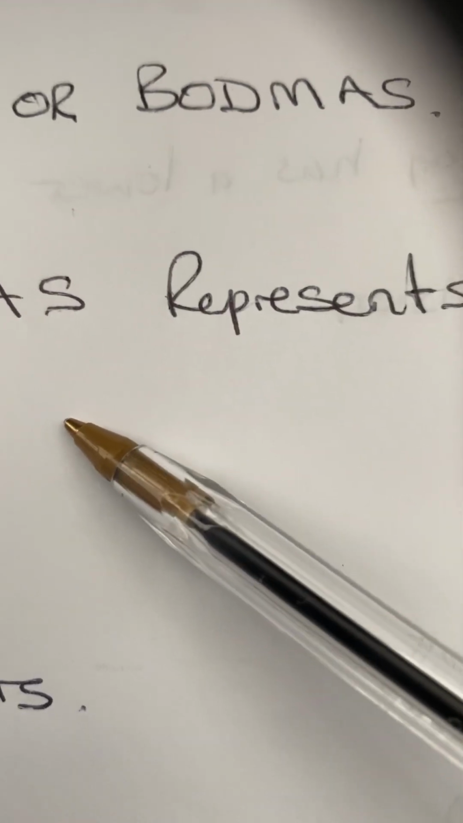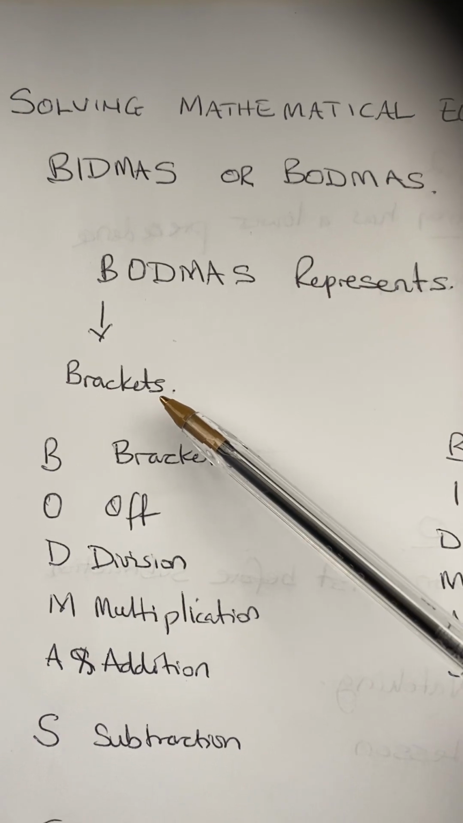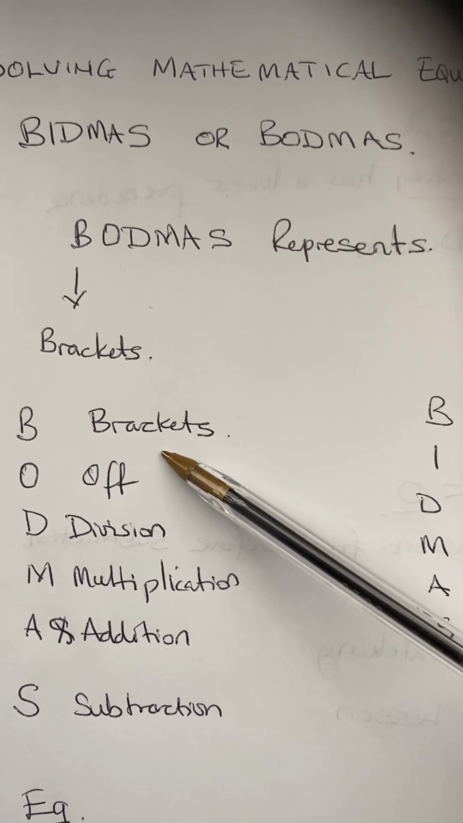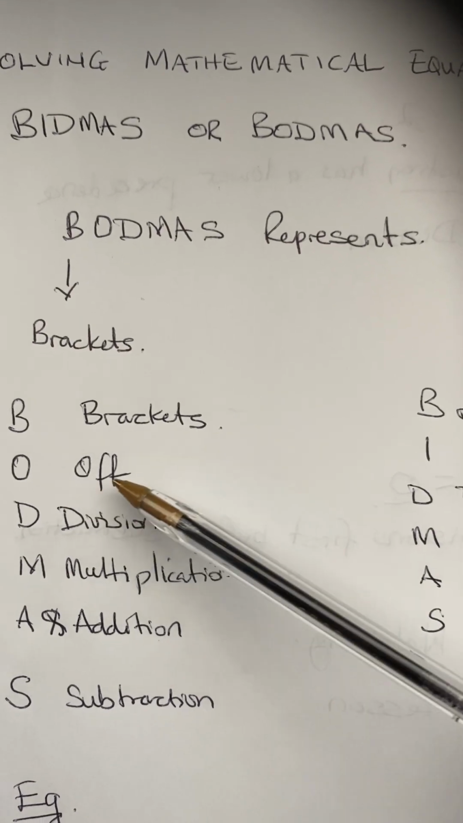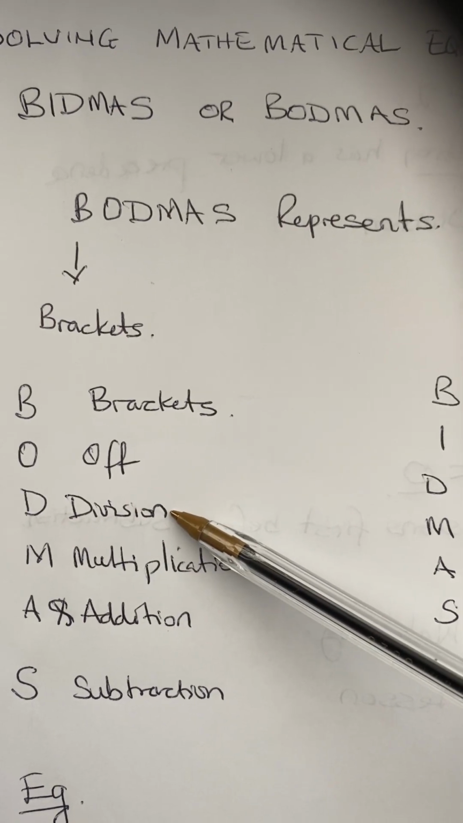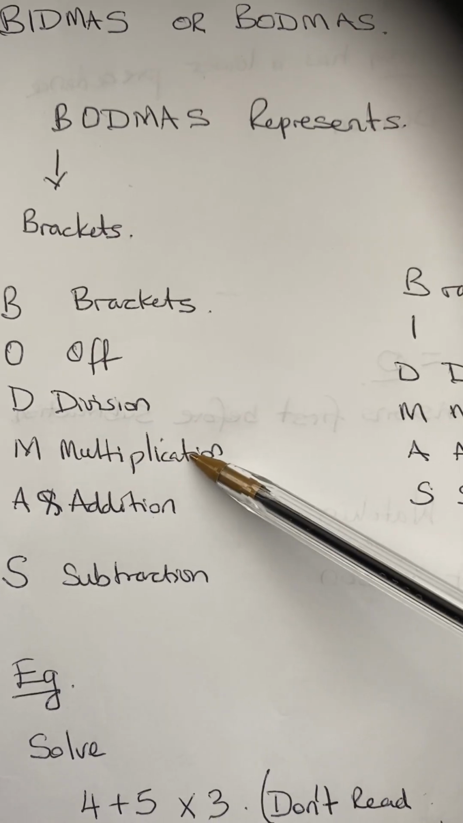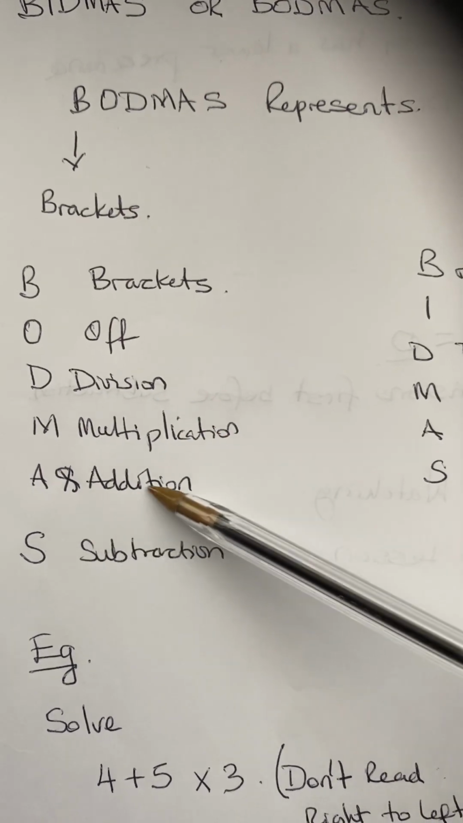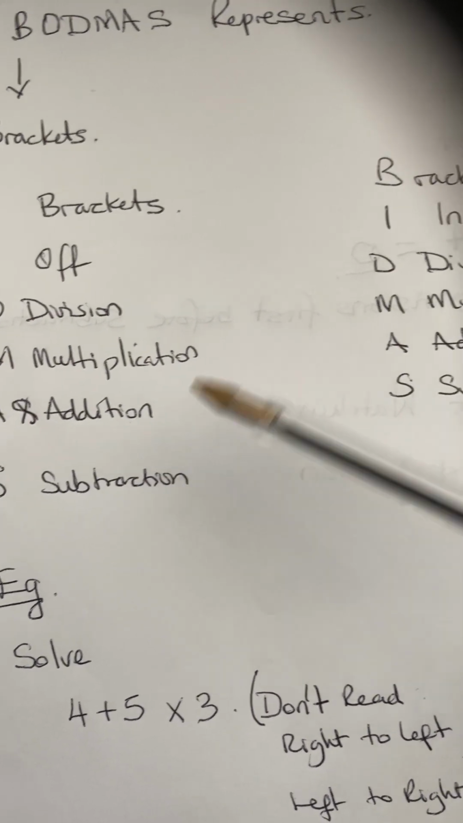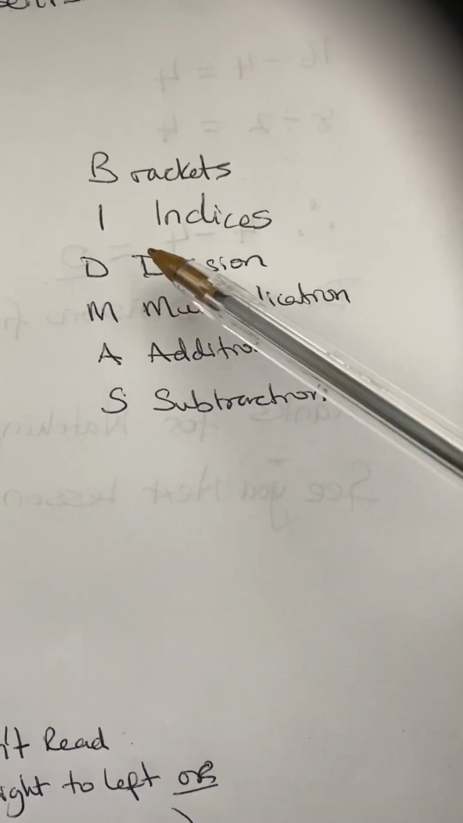Now, BODMAS represents: the B represents brackets, the O represents of, the D represents division, M multiplication, A addition, S subtraction. BIDMAS is similar, it's actually the same.